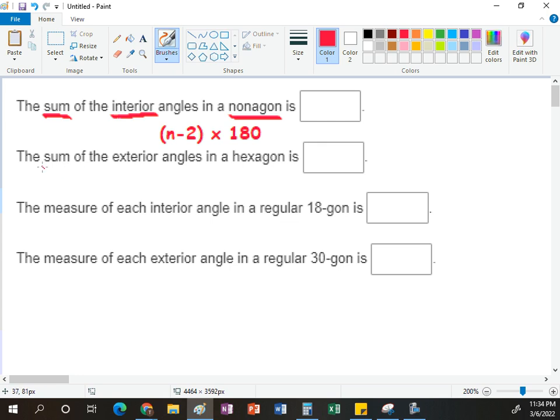Get to the second part, it says the sum of the exterior angles. We're talking about the exterior angles, no matter what the shape is, they automatically add up to 360. It doesn't matter how many sides the shape has.